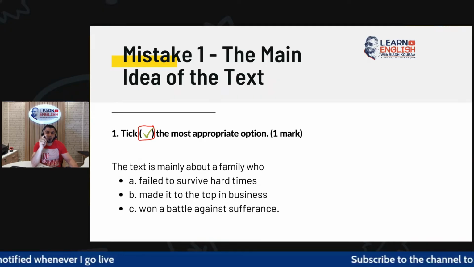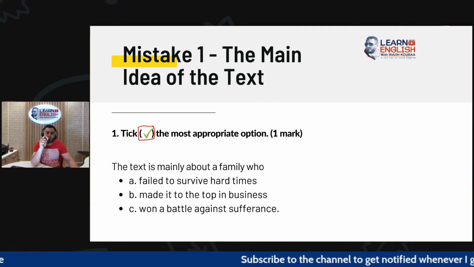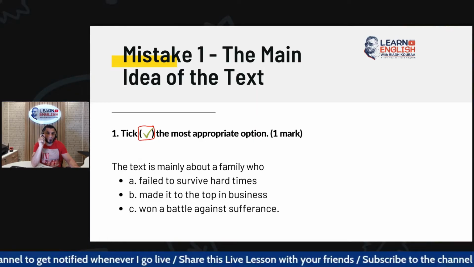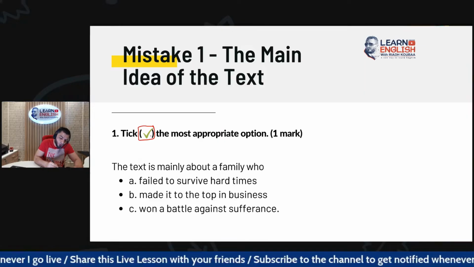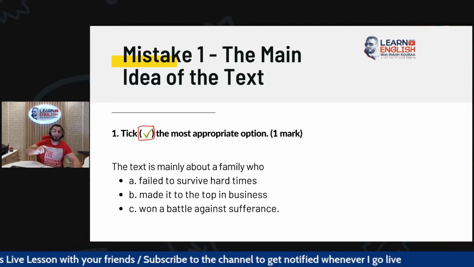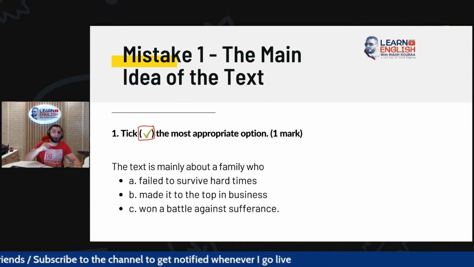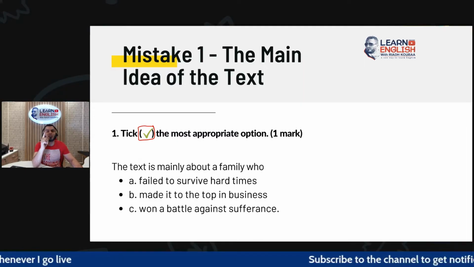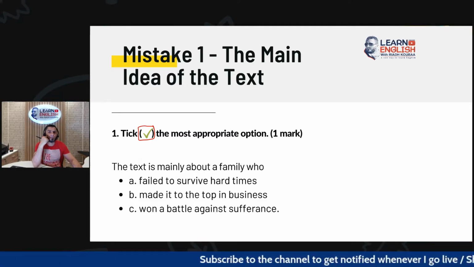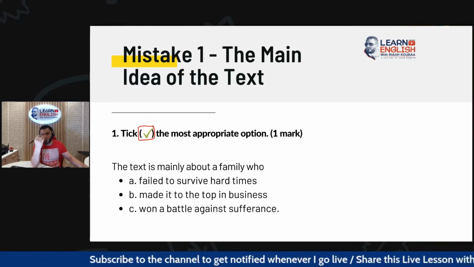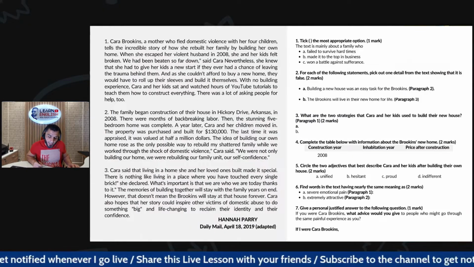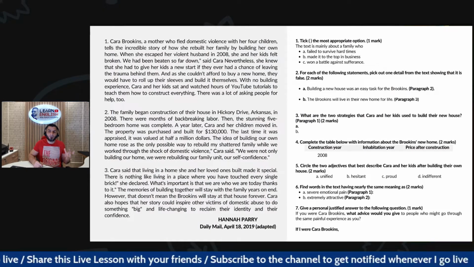Ticking is not circling. So here, if you circle, you might get penalized. You might not get the full mark. So please, if the question asks to tick, tick. If the question asks you to circle, please do what the question states. So this is a common mistake. This is the first mistake students usually make when they answer this type of question, but we will not answer it right now. We will now move on to the second question, which is correcting false statements.